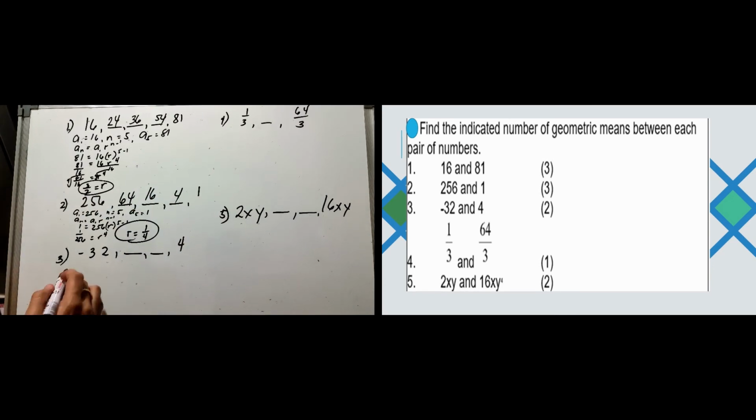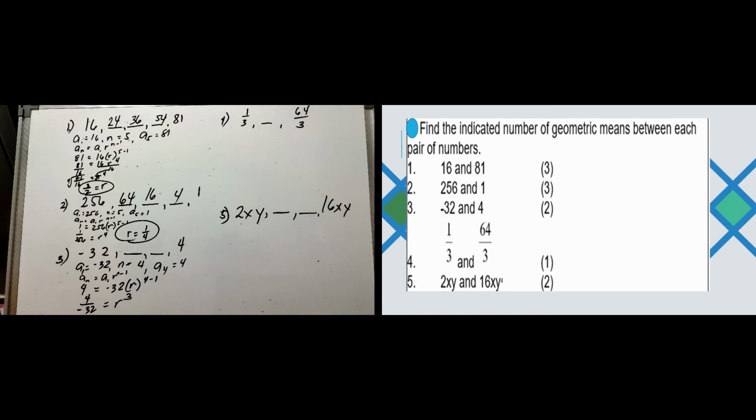For number 3, your first term is negative 32, the number of terms is 4, and the last term is 4. So a sub n, or the nth term, is equal to the first term times the common ratio raised to the number of terms minus 1. So, it will be 4, negative 32, the common ratio that we don't know, and then 4 minus 1. So, 4 divided by negative 32 equals r cubed, since 4 minus 1 is 3.